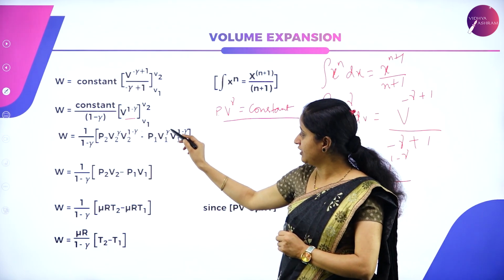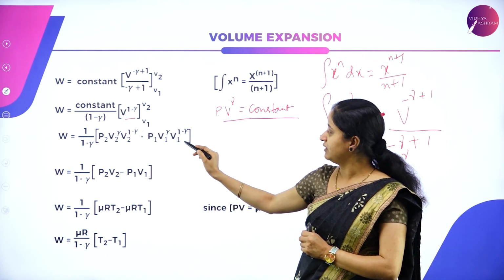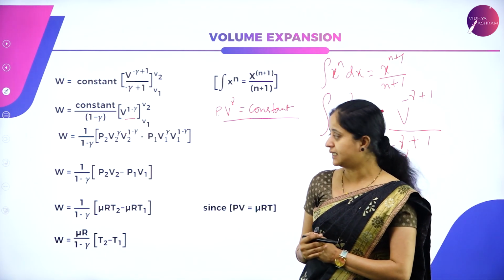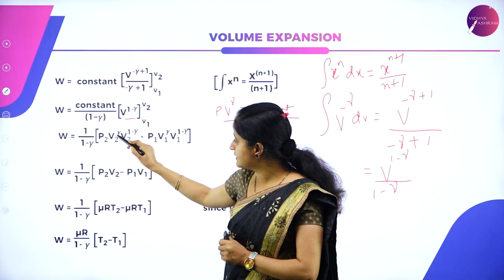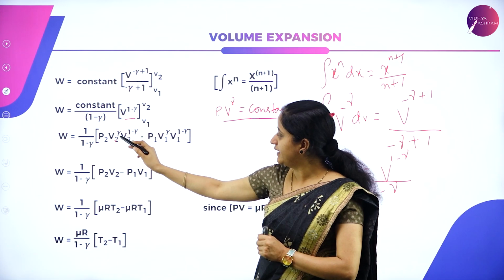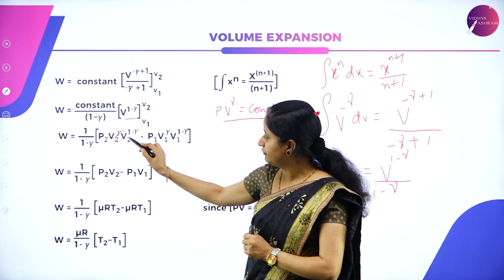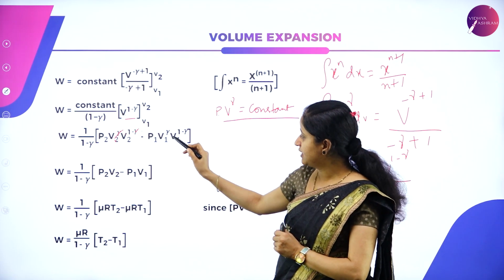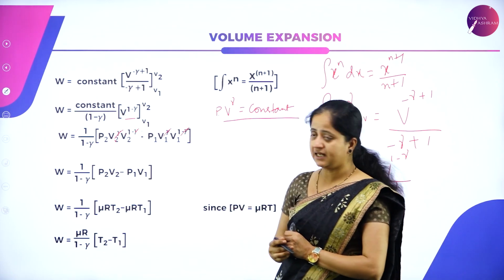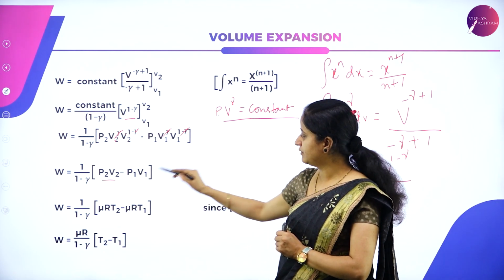So P1 V1 to the power gamma, then substituting the lower limit for this, I'll get V1 to the power 1 minus gamma. Now we can consider V2 to the power gamma and V2 to the power 1 minus gamma, and hence we can cancel out the gamma terms, and we remain with P2 V2 to the power 1. And similarly here also gamma will get cancelled. We will get P2 V2 here and P1 V1 here.